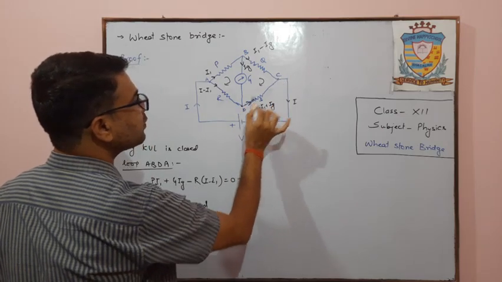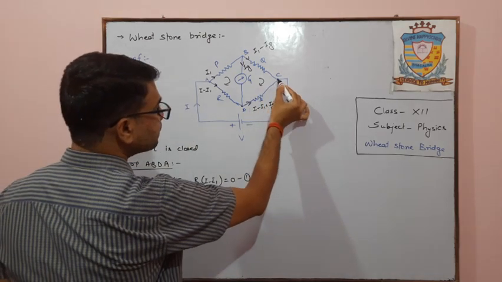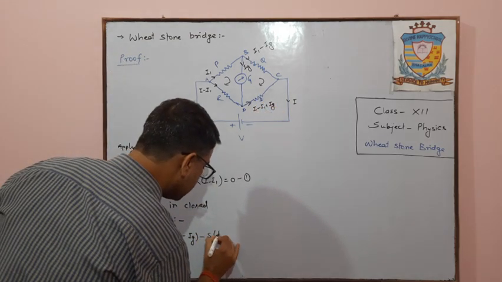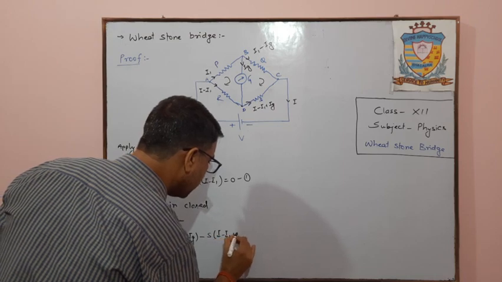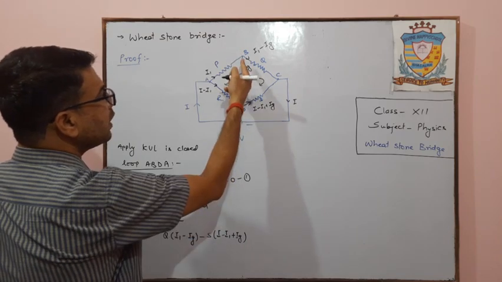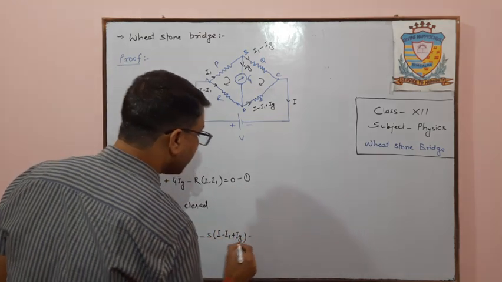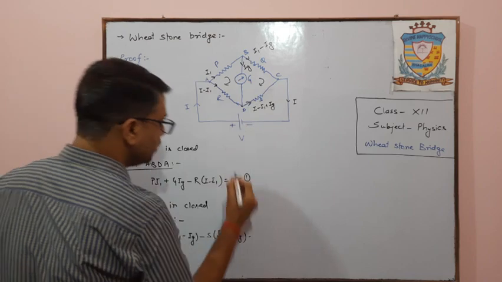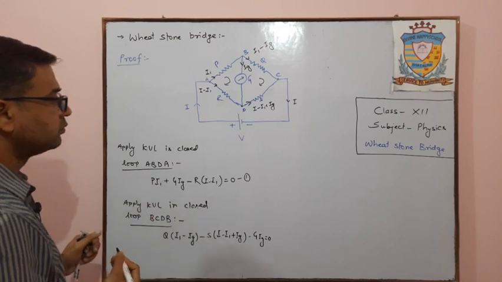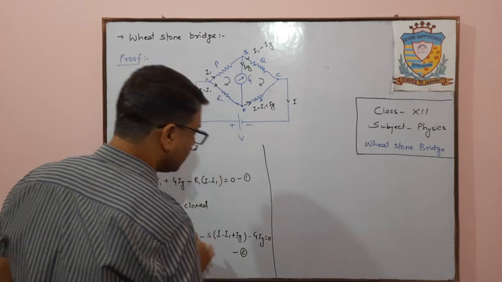and direction of current is from D to C. That means we'll put a negative sign over here and S(I minus I1 plus Ig). Okay, here in this one B to D, current is moving from B to D but direction of calculation is from D to B. That means again we will take a negative sign over here and G Ig is equals to 0. Clear? Let it be our equation number 2.